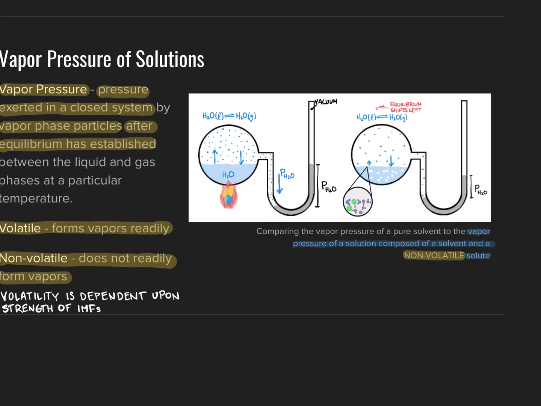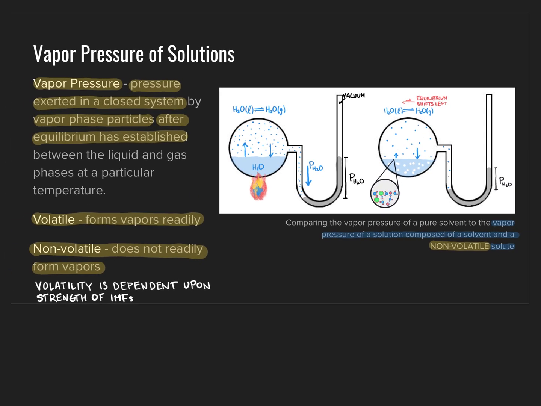So long story short, the vapor pressure of a solution composed of a volatile solvent with a non-volatile solute is generally lower than the vapor pressure of the pure solvent by itself. We'll have a look at the math behind this on our next slide.